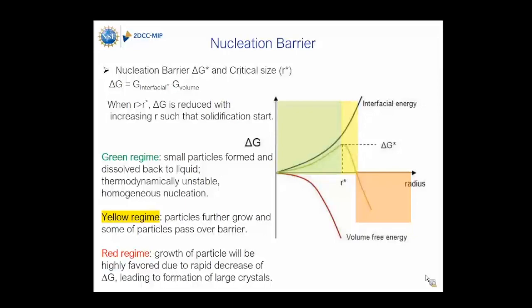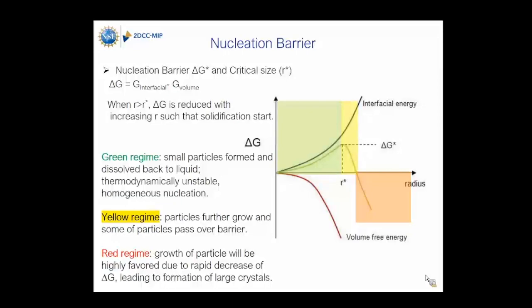green region, right? In the green region, small particles can form when they compete, but they dissolve back to liquid very quickly. So you cannot get a stable particle in the green zone. Thermodynamically, it's unstable in this zone. In general, homogeneous nucleation happens in this zone.